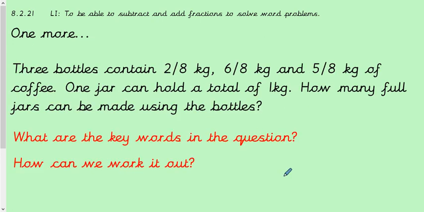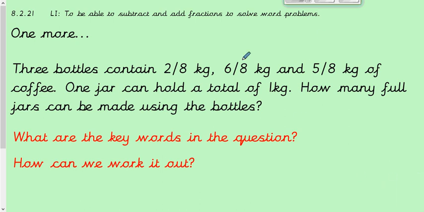Okay, one more then. So it says 3 bottles contain 2/8 kilograms, 6/8 kilograms, and 5/8 kilograms of coffee. So there's 3 bottles and they contain those amounts of coffee. 1 jar can hold a total of 1 kilogram. How many full jars can be made using the bottles? What are the keywords in this question and how can we work it out? So pause the video again, have a think, and then we'll go through the keywords and what we're going to do to solve it.